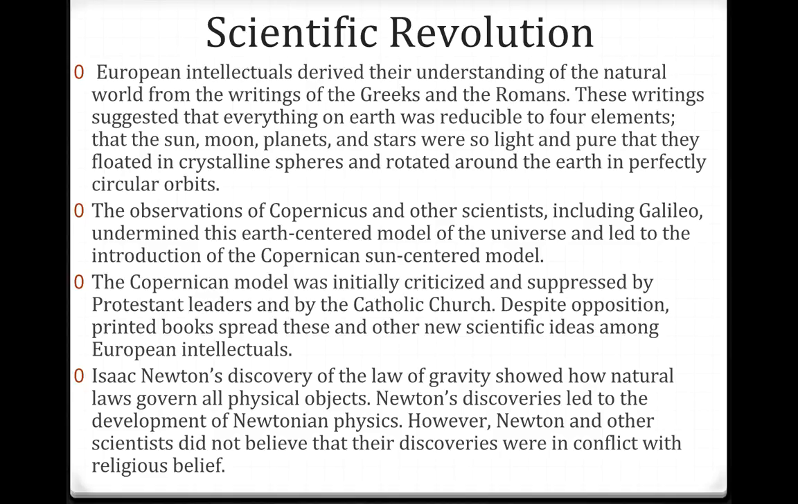Copernicus and other scientists, including Galileo, undermined the Earth centered model of the universe and led to the introduction of the Copernican sun centered or heliocentric model. The Copernican model was initially criticized and suppressed by Protestant leaders and by the Catholic Church. Despite opposition, printed books spread these and other new ideas among European intellectuals.